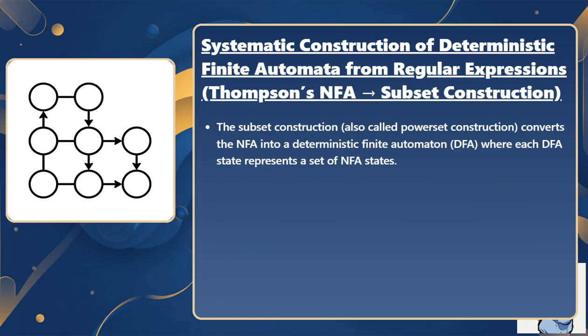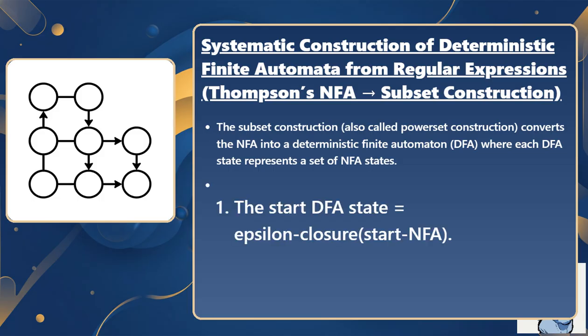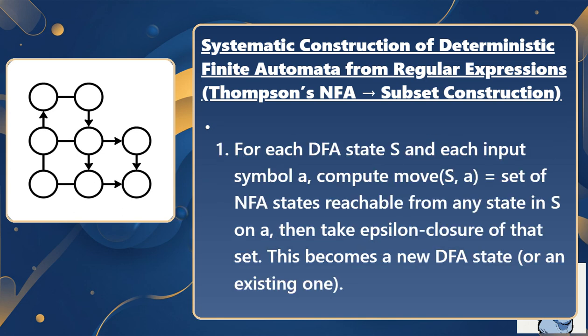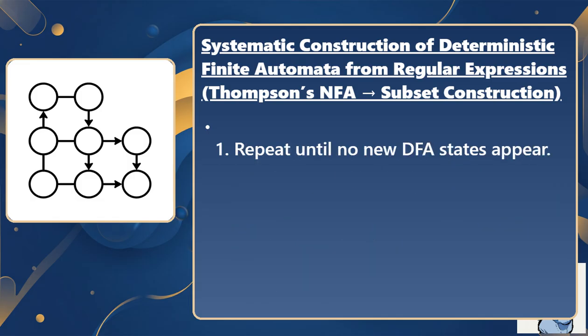The subset construction, also called powerset construction, converts the NFA into a deterministic finite automaton, DFA, where each DFA state represents a set of NFA states. The start DFA state equals the epsilon closure of the start NFA state. For each DFA state S and each input symbol a, compute move(S, a), the set of NFA states reachable from any state in S on a, then take the epsilon closure of that set. This becomes a new DFA state, or an existing one. Repeat until no new DFA states appear.